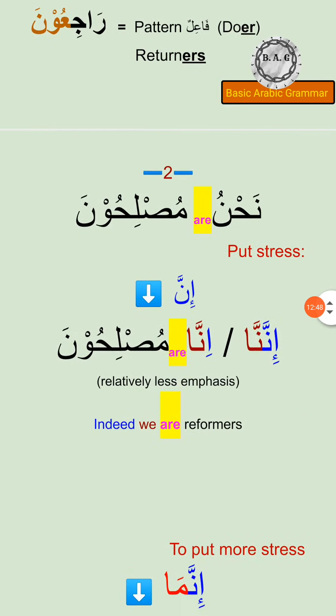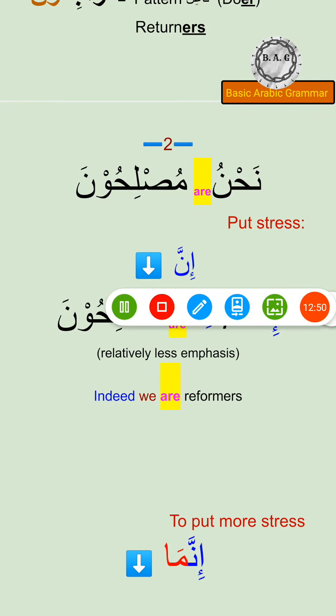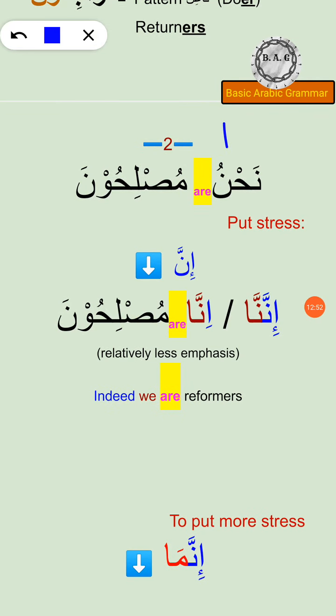Nahnu muslihuna. Nahnu is our rafa pronoun, which means we. And if you remember from the pronouns lesson, the rafa pronouns are also followed by an appropriate auxiliary verb. That's why I've written it in subscript. So nahnu, we are. Muslihuna, once again, una is the suffix for Jama Salim Muzakkar. Muzakkar means masculine.